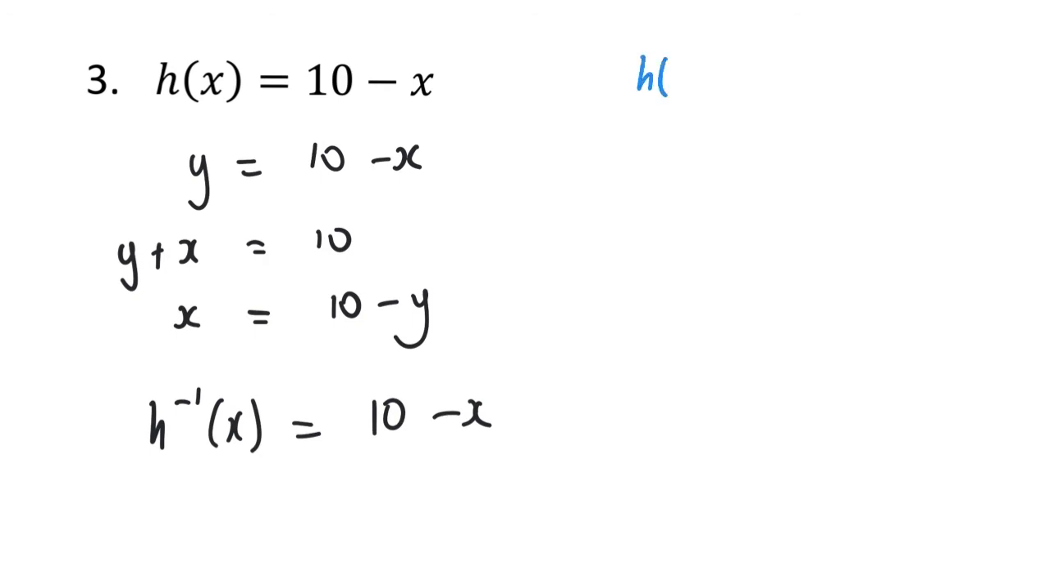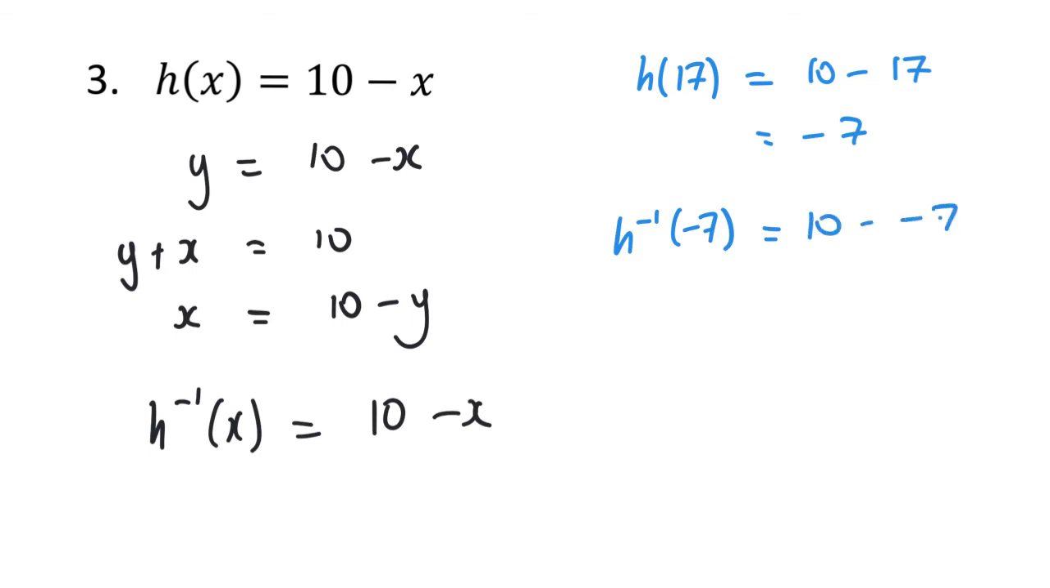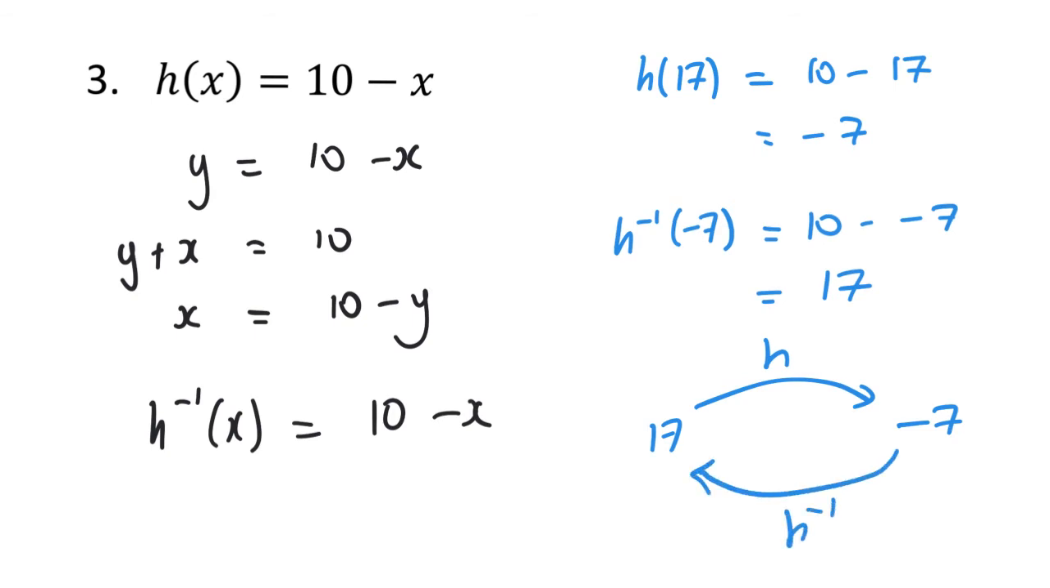If we had h of 17, that's going to be 10 minus 17, which is minus 7. So if we do the inverse of minus 7, we get 10 minus (minus 7), which is 17. So 17 is mapped to minus 7 via h, and minus 7 is mapped back to 17 via the inverse function.